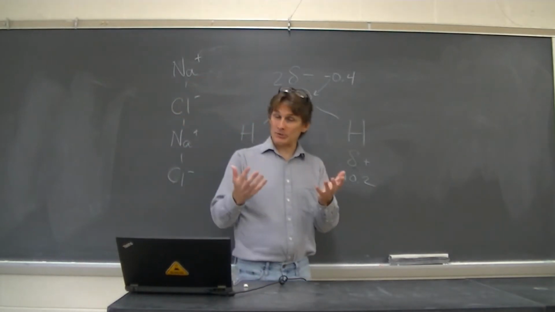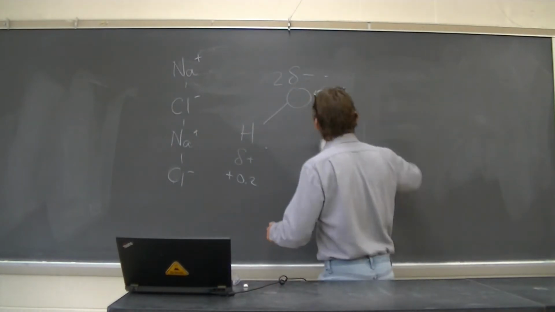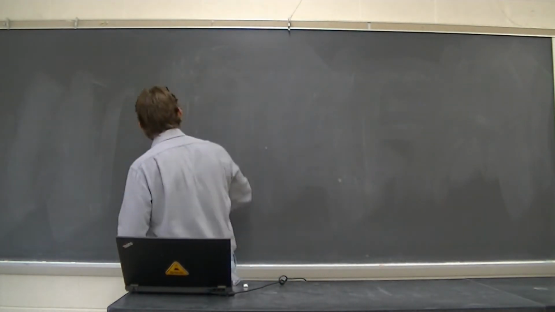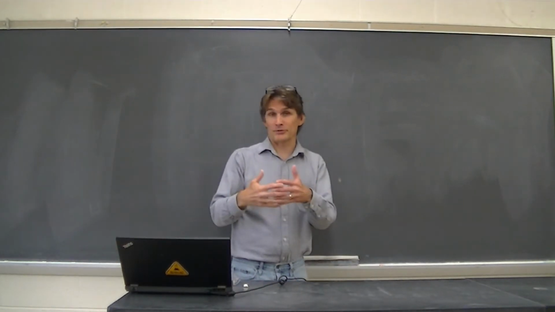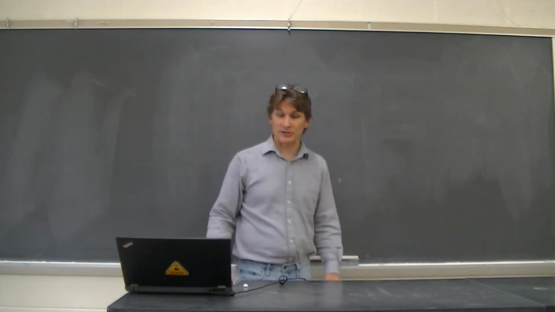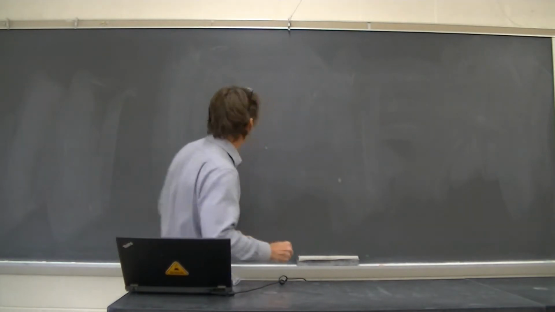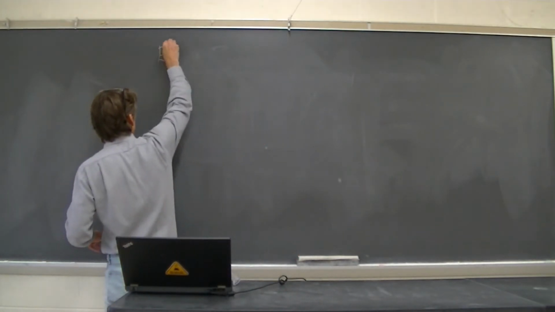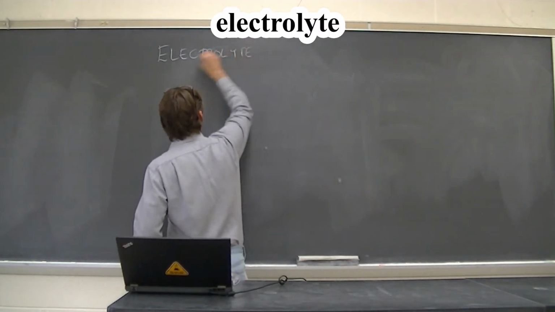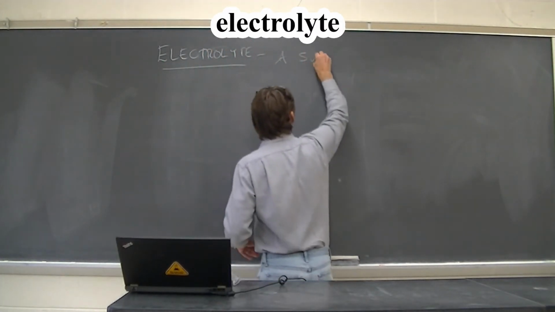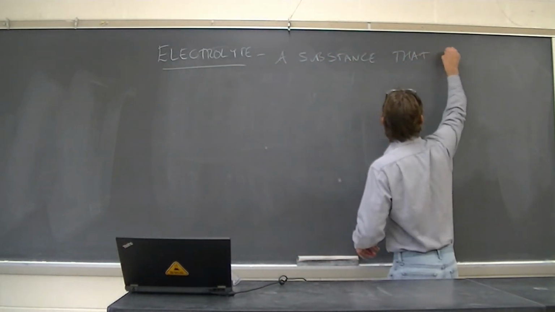Now when substances dissolve in water, sometimes they conduct electricity, and sometimes they don't. And I want to go over a few experiments with you to demonstrate the difference between these substances that do and do not conduct electricity when they're dissolved in water. So let's first just define an electrolyte. This is a substance that conducts electricity when dissolved in water.